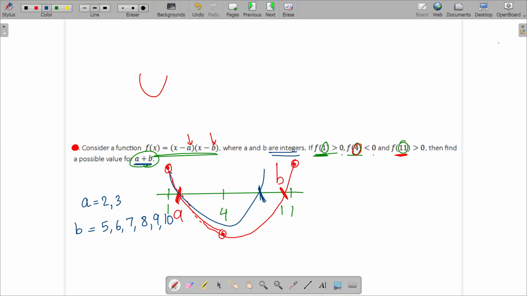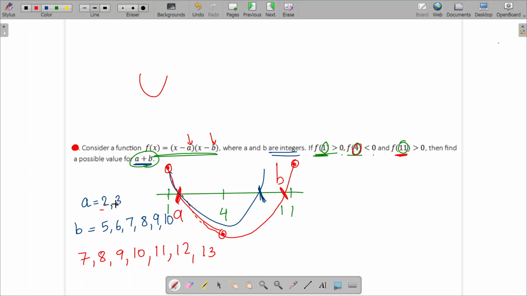Now they are asking the possible values of a plus b. So when you add the combinations, 2 plus 5 gives you 7. And what is the highest value? a plus b, 3 plus 10, 13. So now you have to add 2 plus 5, 2 plus 6, 2 plus 7, 2 plus 8, 2 plus 9 is 11, 2 plus 10 is 12, 13, and it will go on and on.